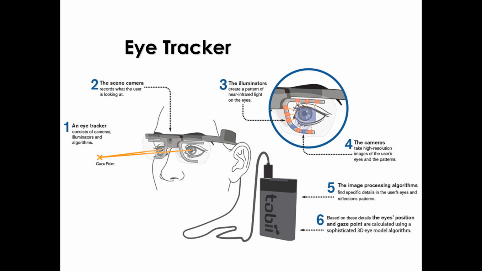So the eye tracker basically consists of some sort of camera. Okay, so number two, there's a camera, so it's recording what you're looking at.